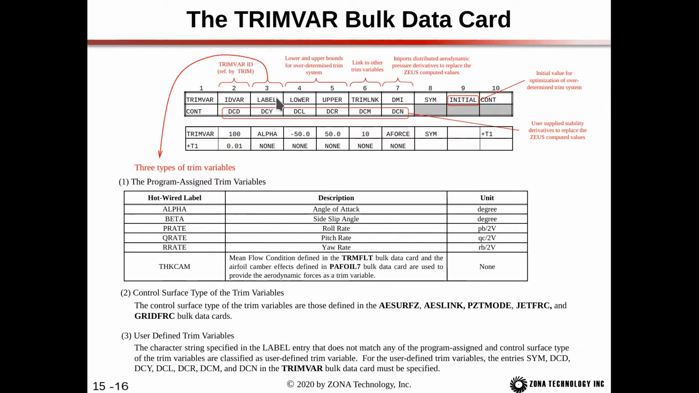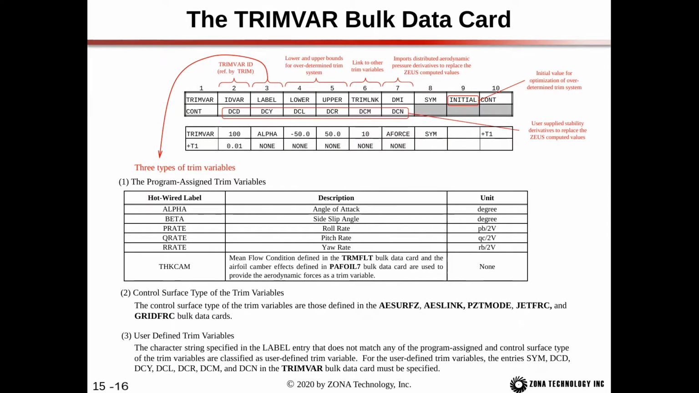So let's continue on with the trim var card. You can specify lower and upper bounds, which are only used in the overdetermined trim system. Then the trim link allows you to link to other trim variables. The DMI imports the distributed aerodynamic pressure derivatives to replace the ZEUS computed values. Sim defines if this is a symmetric, anti-symmetric, or asymmetric trim variable, and this is only used if we have a user-defined trim variable.